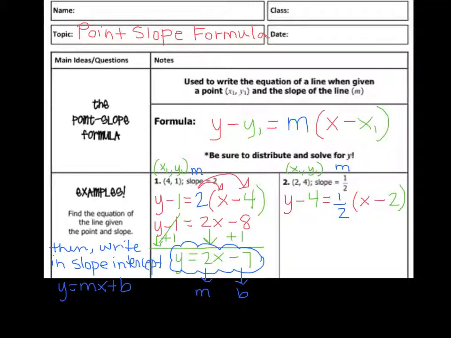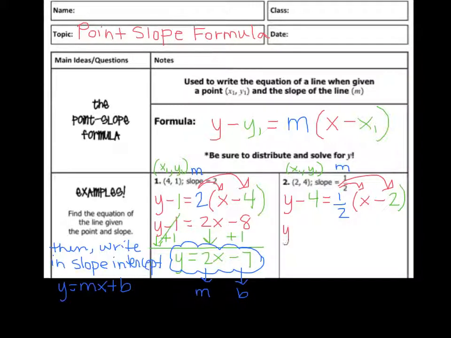Okay, so once again, all I'm doing is taking the formula. I put my x1 in for x1, my y1 in for y1, and my slope in for m. Now I'm going to solve the equation for y because I want to put it in slope-intercept form. So once again, step 1 is to distribute.